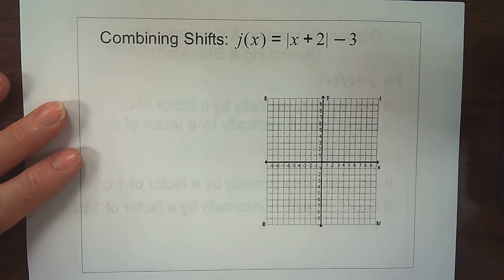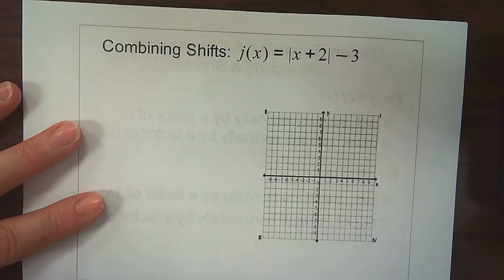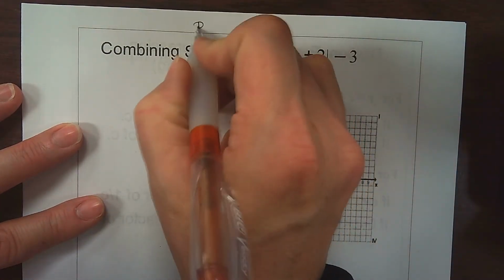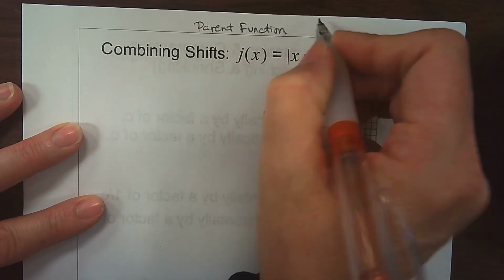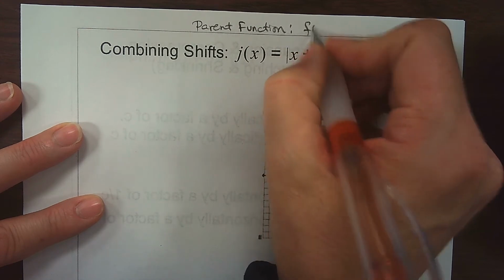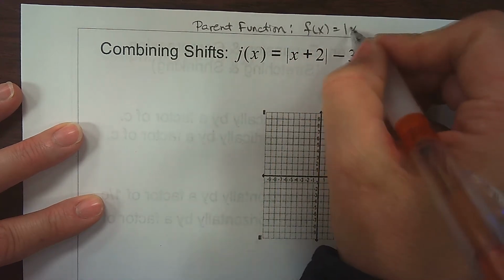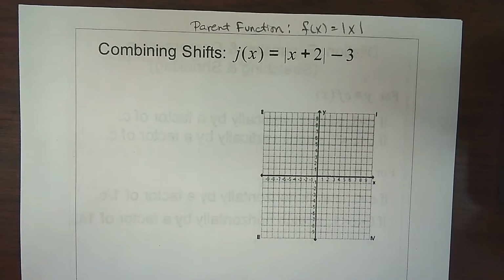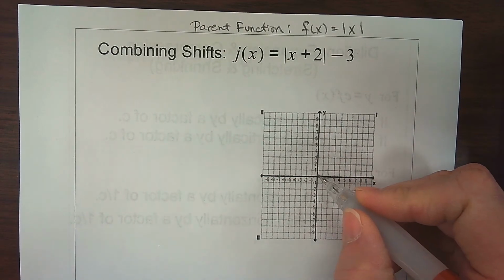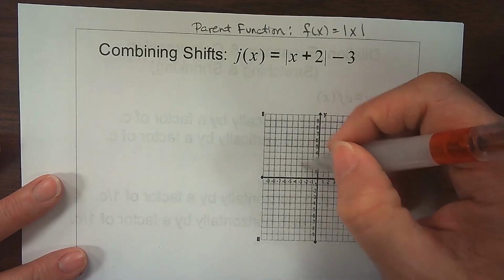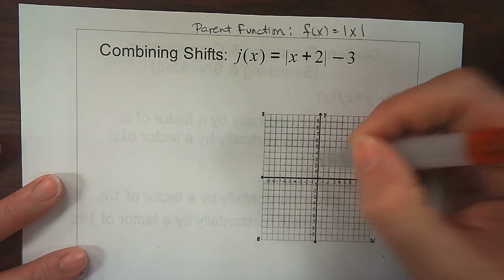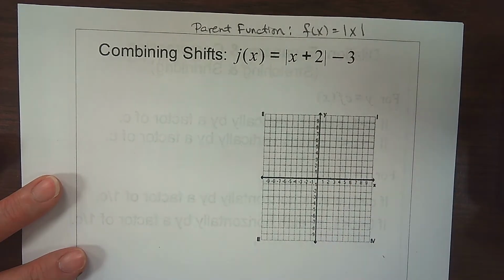What about when we combine some shifts? So again, this is a parent function that we're familiar with. I'll write up here, the parent function would be f of x equals the absolute value of x. And we know that that is our V-shaped curve that has a slope of 1 for this particular portion and a slope of -1 for this piece here, and passes through our origin there.